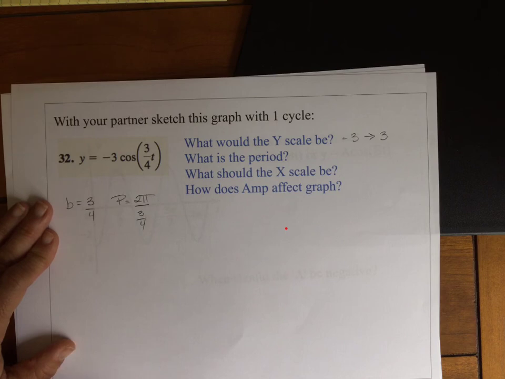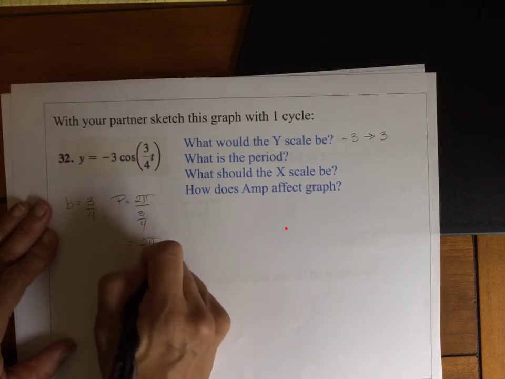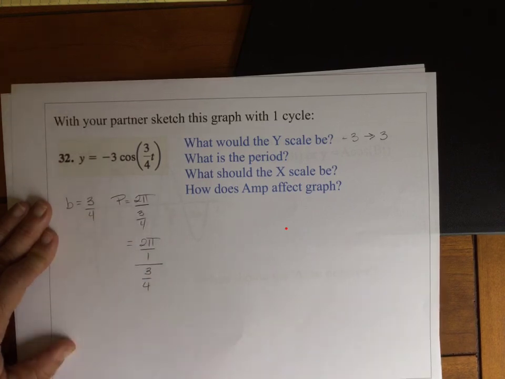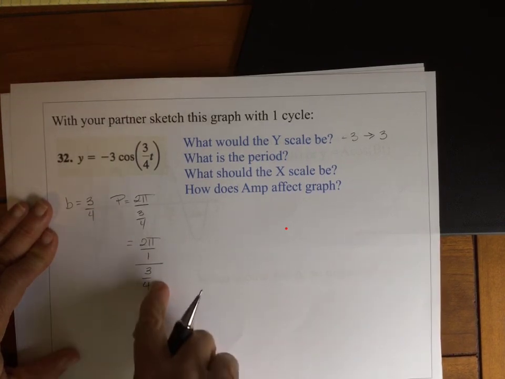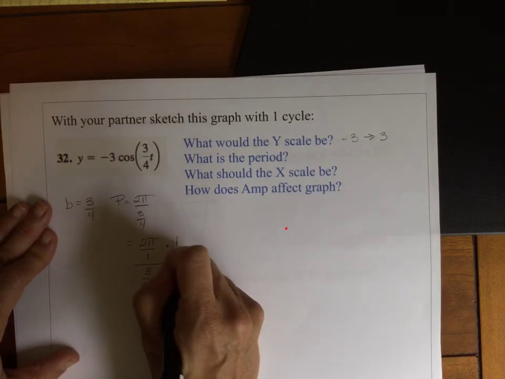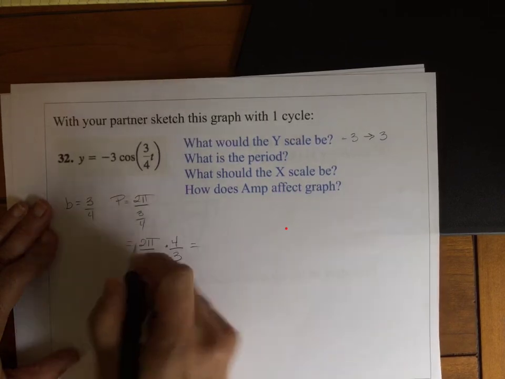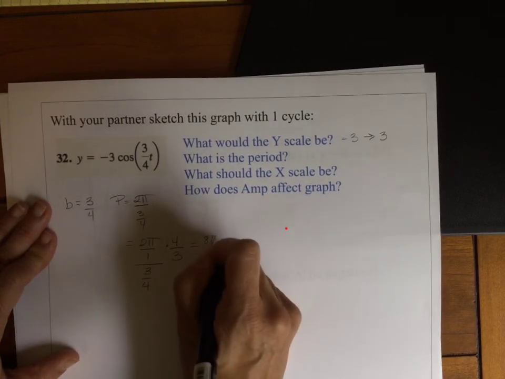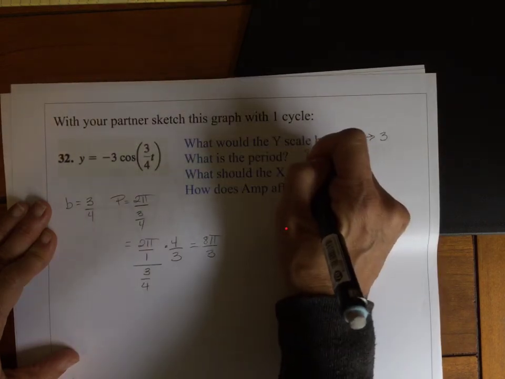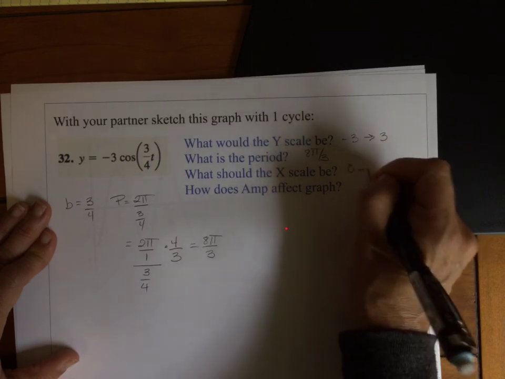This is where a lot of you are going to be like, how do I do that? It's really 2 pi over 1 divided by 3/4. And remember, when you divide fractions, you take the bottom one, you flip it, and multiply. So we're going to multiply it like this. So my period would be 8 pi all over 3. So that's what this would be. That's also my scale.